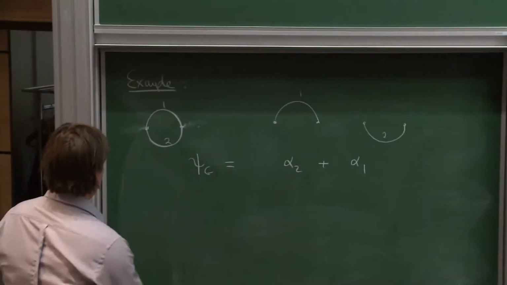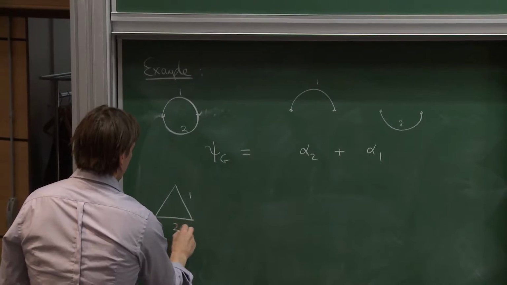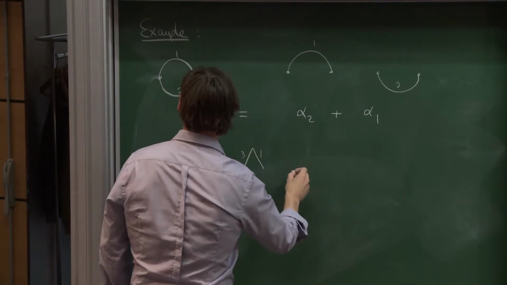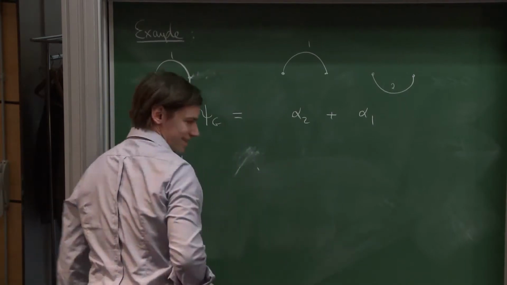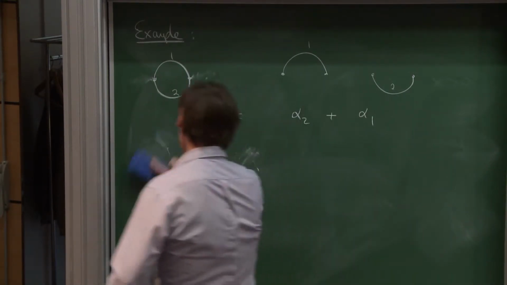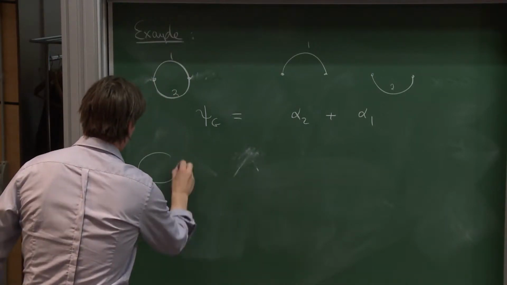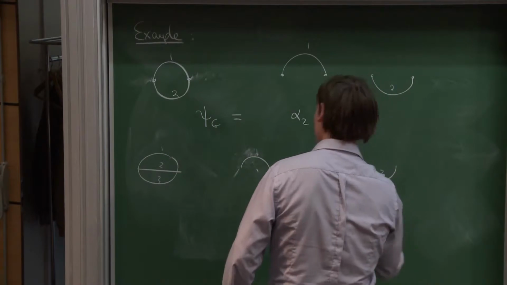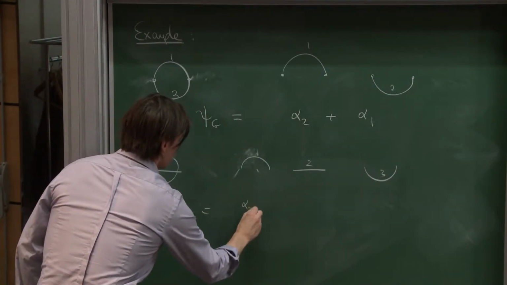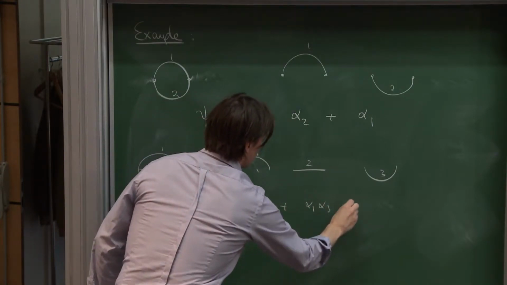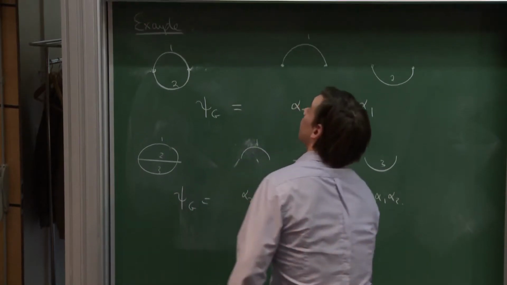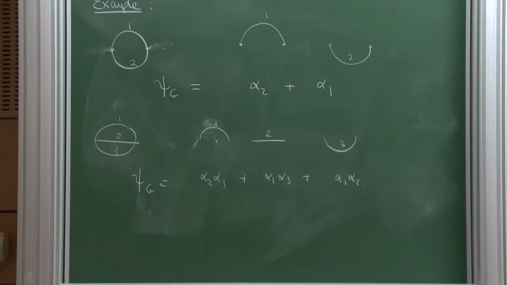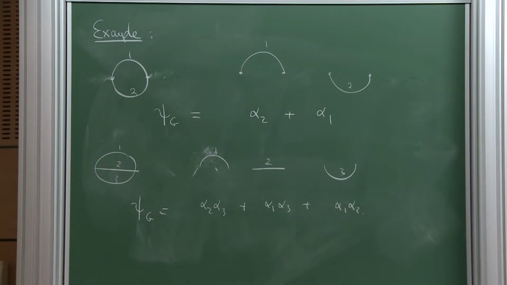Perhaps I should do another example. So this graph, which we had earlier, the spanning trees are 1, 3. It's going to be linear again. That's not a good example. I don't know, let's do this example for later on. So what are the spanning trees here? It's the same 1, 2, and 3. And so psi G is alpha 2 alpha 3 plus alpha 1 alpha 3 plus alpha 1 alpha 2. Okay. So that's one of the terms in the integral.